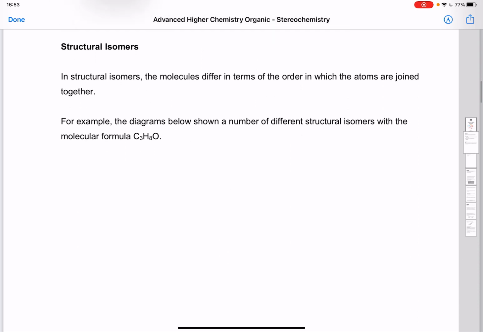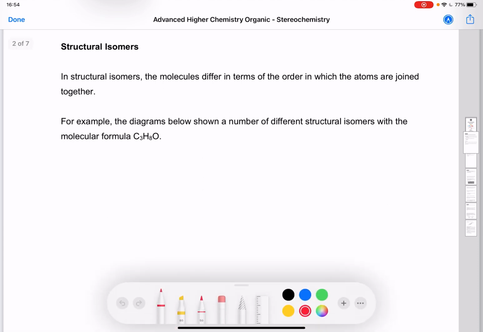In structural isomers, the molecules differ in terms of the order in which the atoms are joined together. For example, the diagrams below show a number of different structural isomers with the molecular formula C3H8O. So let's have a look at some possible isomers with this particular structure.